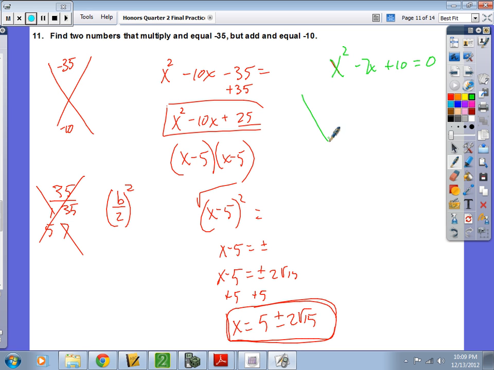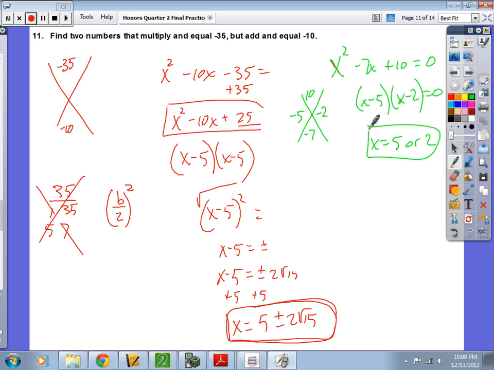what goes in the template is your 10 and your minus 7. What is going to times and give you 10, add and give you minus 7? Well, it's going to be a negative 5 and a negative 2. So it's going to look like this: x minus 5 and x minus 2 equals 0. But your actual solutions are x equals 5 or 2. So your solutions, that's where I'm at right now. I got my solutions. But I am about to plug something into my template.